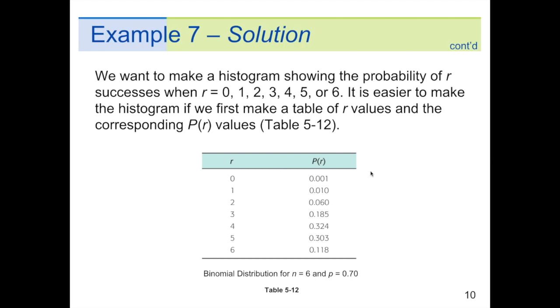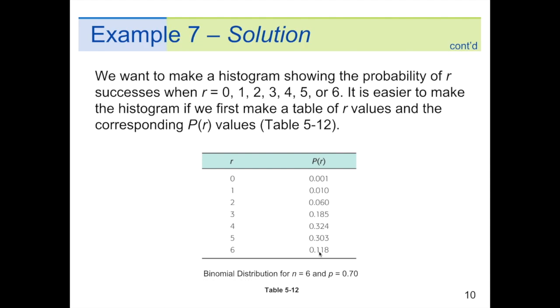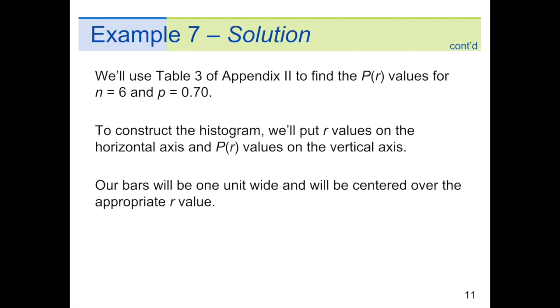So if you see here, for each R value, we've calculated what the P of R will be. Remember how to do that? We learned that last time. So for each R value, we get a P of R value. We'll use table 3 of appendix 2 to find the P of R values for n equals 6 and p equals 0.7.